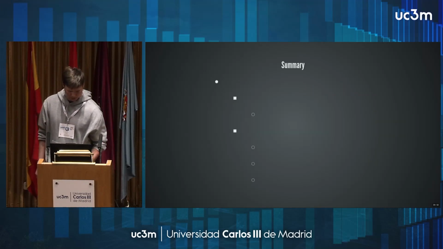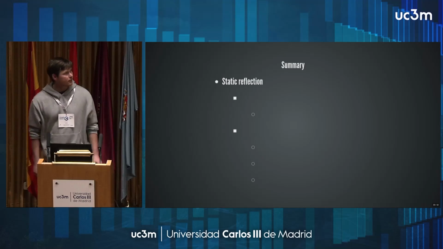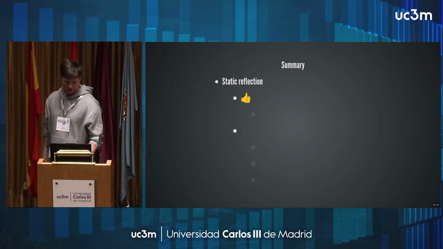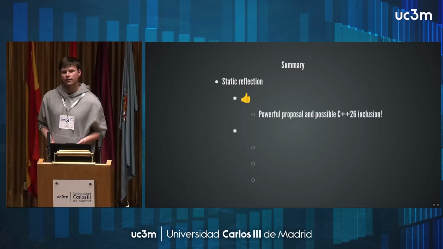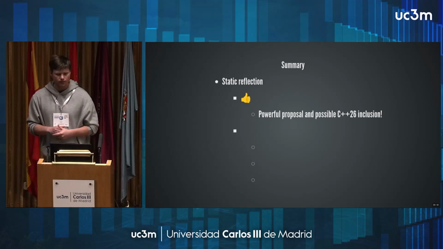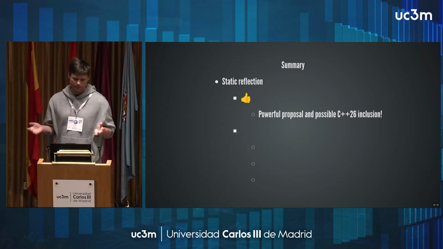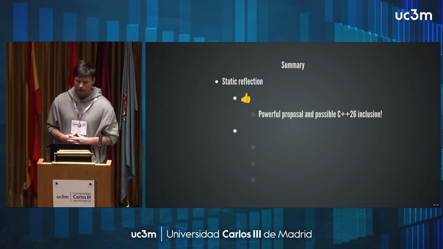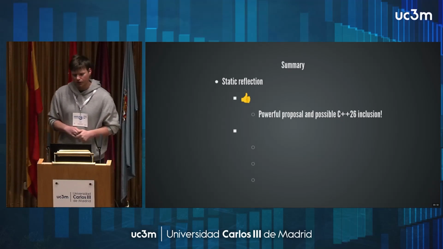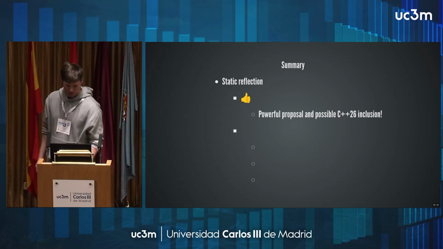So just to sum up, there is a static reflection proposal. There are a lot of goodies about it. It introduces a new metaprogramming model. It has a lot of potential. It has a lot of new ideas, and we can get it in C++26. So let's go for it, in a sense.